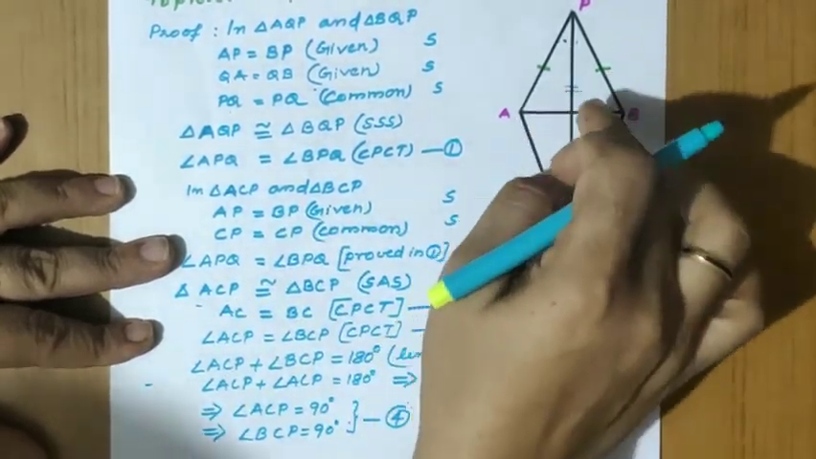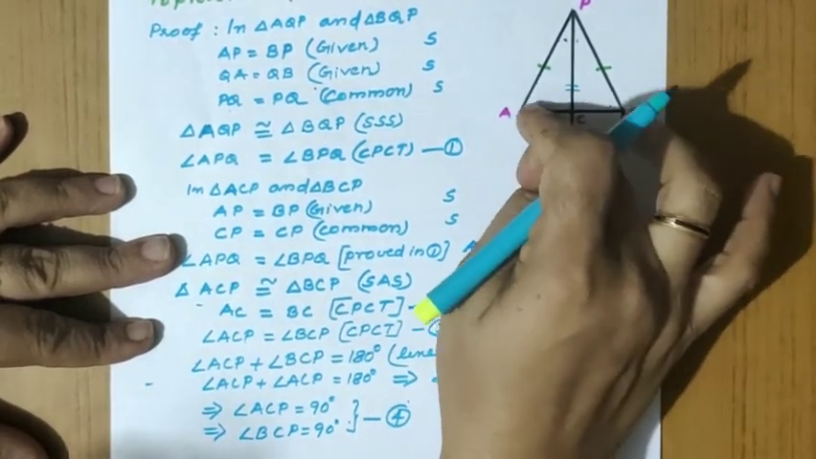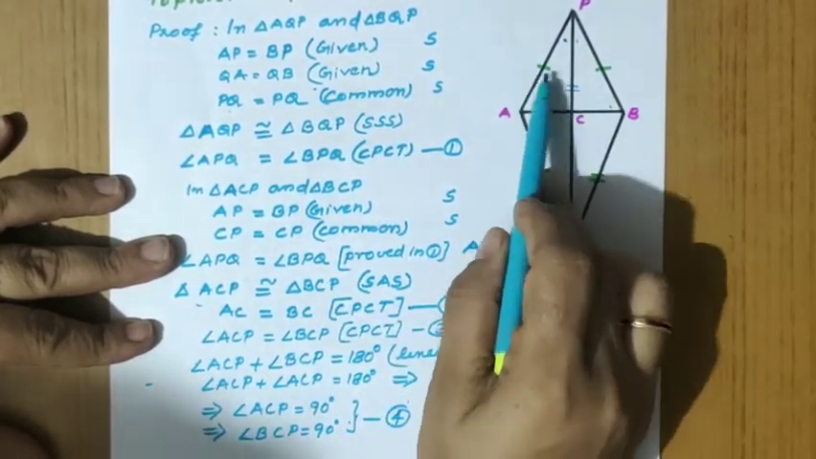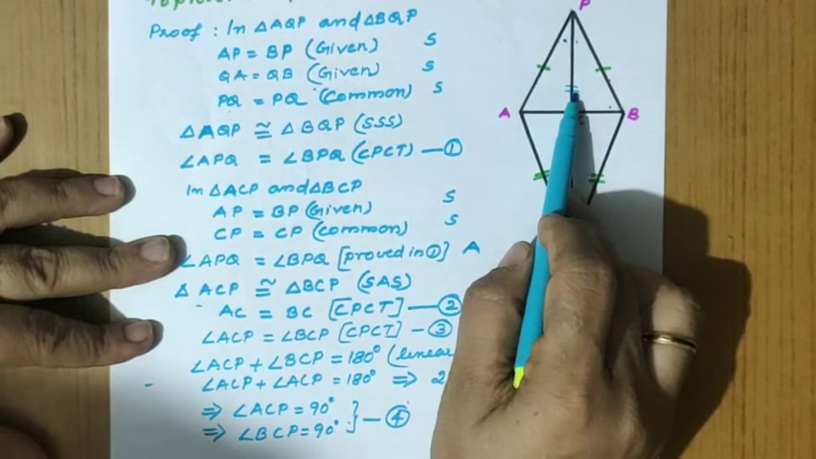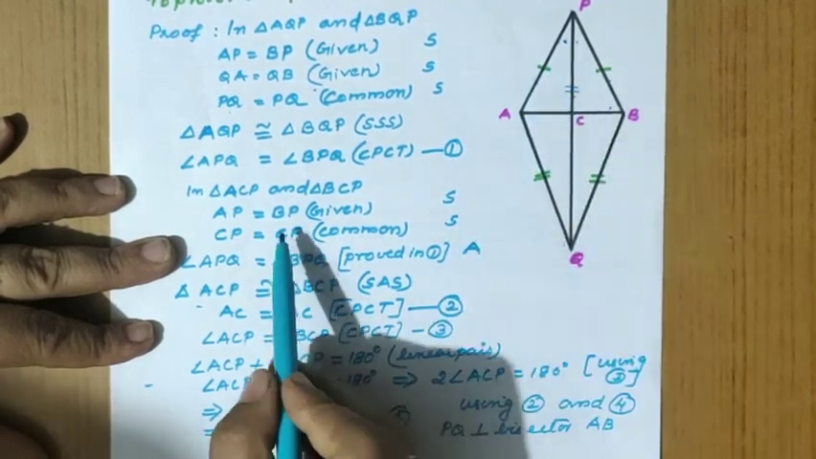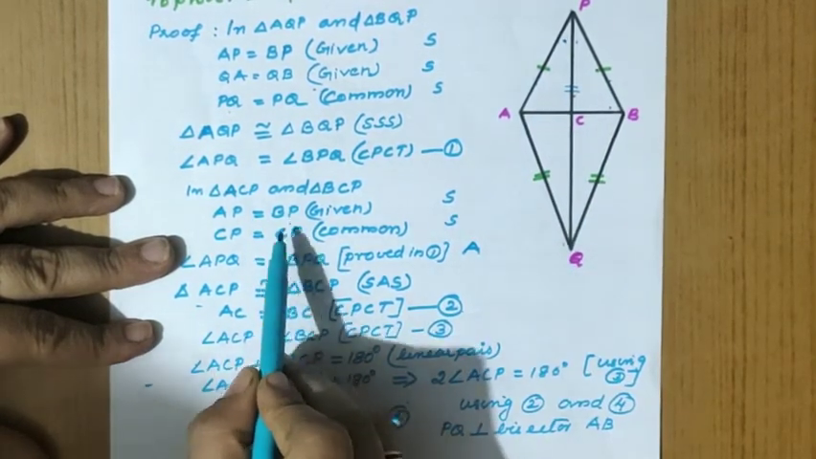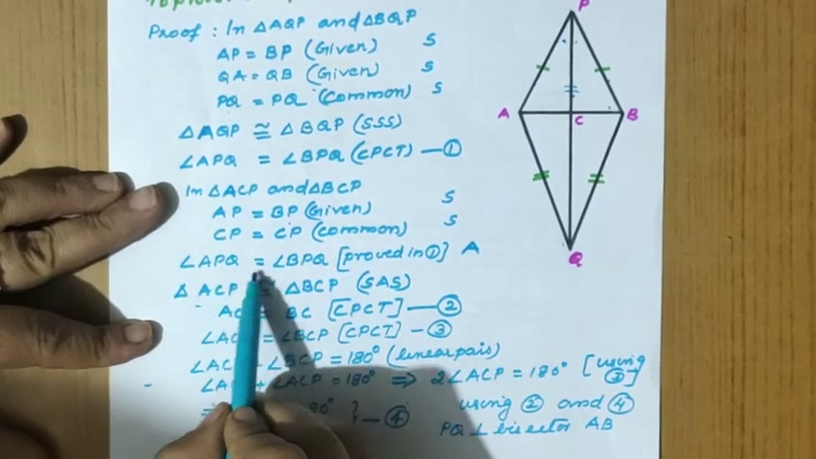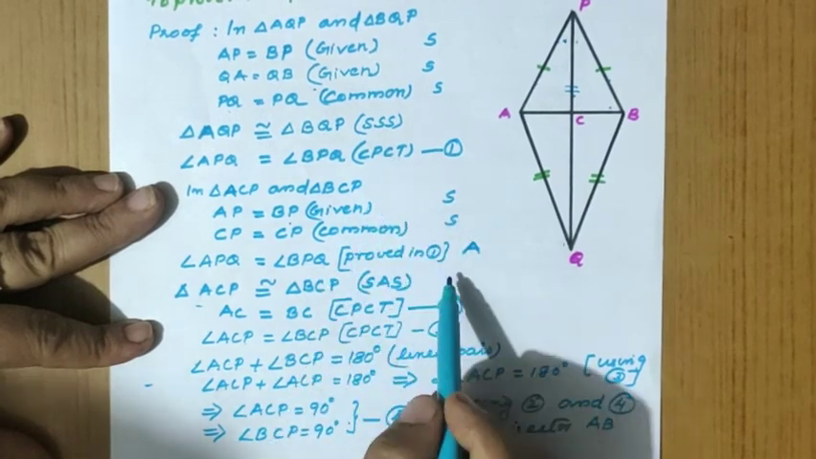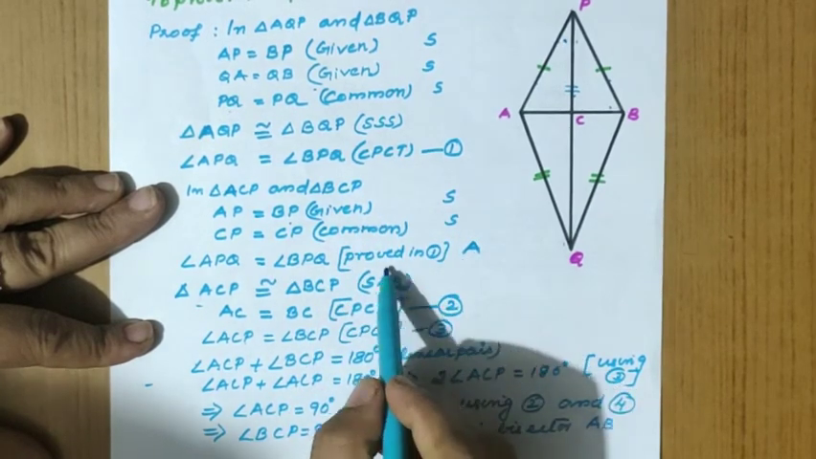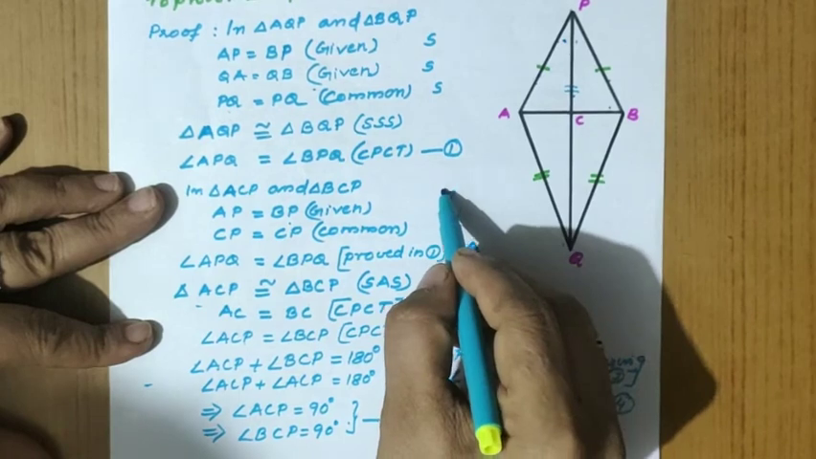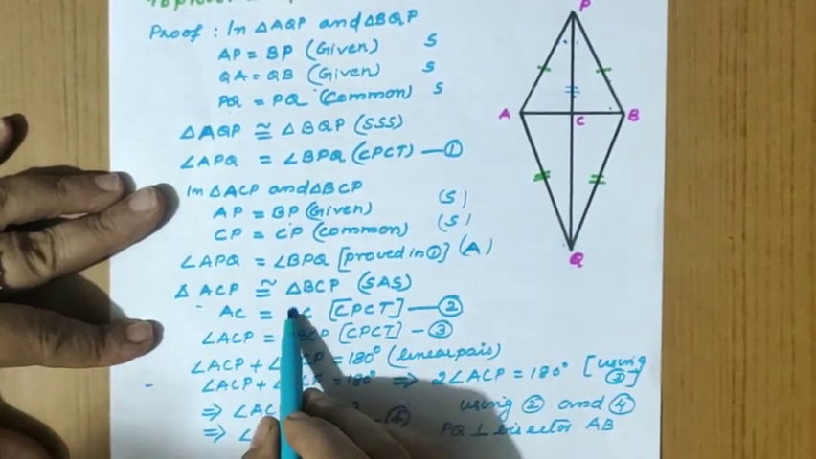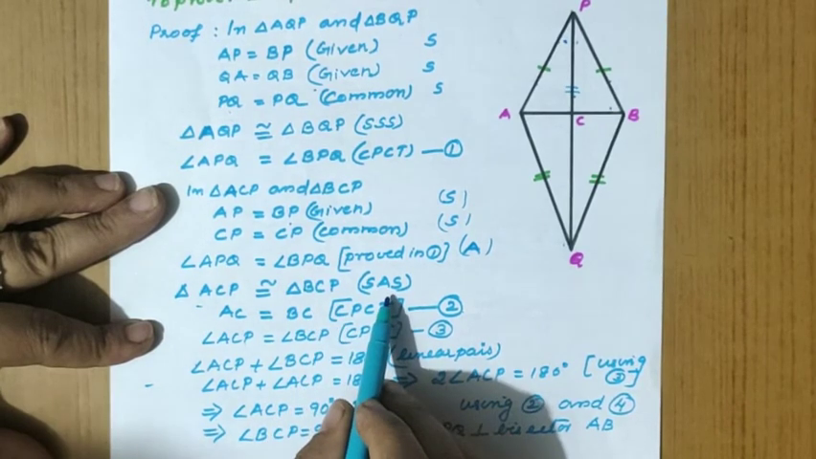Now we can go for the real proof. What is the real proof step? ACP and BCP we can take. In ACP and BCP, first equal side, second equal side, included angle. Same as we have written: AP equal to BP, CP equal to CP common, and angle APQ equal to angle BPQ, which we already proved here. So by using this, which criteria are we getting? SAS. We have checked that the angle is included. So triangle ACP is congruent to triangle BCP by SAS.